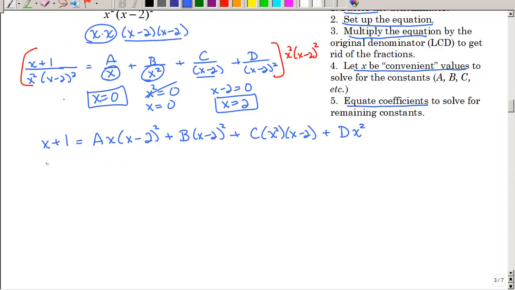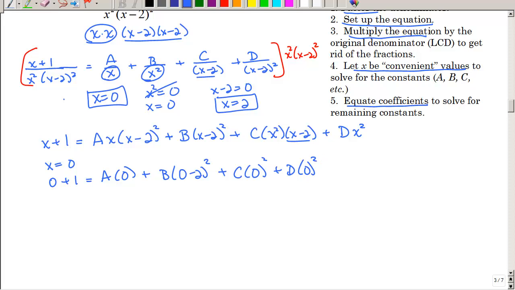So I'm going to let x equal to 0. So I have 0 + 1 equals A times 0, so I'm going to stop right there, plus B times (0 - 2) squared, plus C times 0 squared, that's not going to matter, and D times 0 squared. So let's do those calculations. So I have 1 equals B times negative 2 squared, that's positive 1/4, so B is 1/4. So I have B.